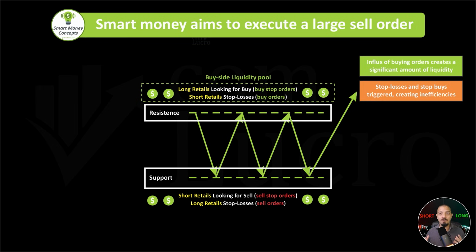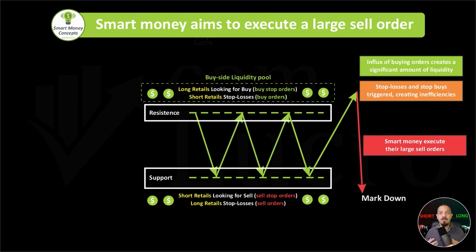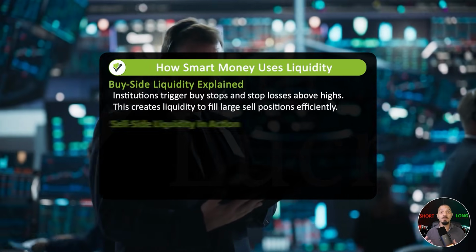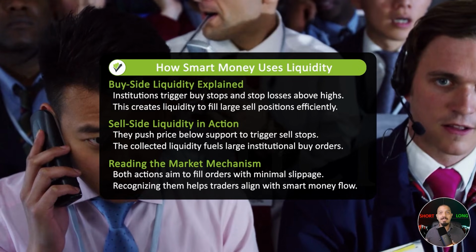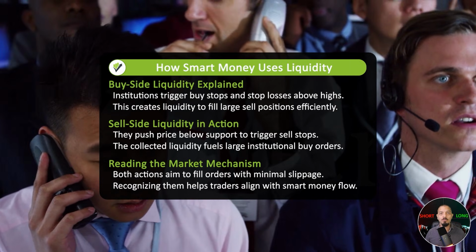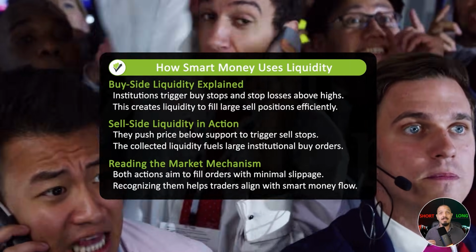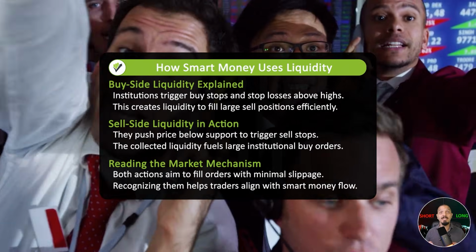With this significant influx of buy orders, smart money seizes the opportunity to execute their large sell orders. By doing so, they induce numerous buy orders into the market, which allows them to sell a large volume without causing a significant initial price drop. Once these sell orders are executed, the price enters the markdown phase, pushing downward. This scenario illustrates how smart money capitalizes on buy-side liquidity. They trigger buy stop orders and stop losses to generate the necessary liquidity for their large sell orders, then use this liquidity to move the market in their favor.